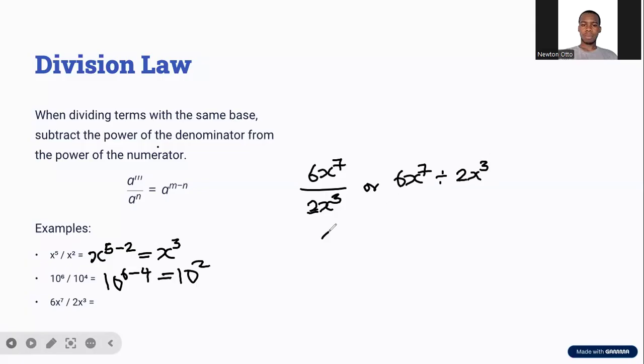It's actually the same thing. What you do, you say 6 over 2, x raised to power 7 minus 3. And 6 divided by 2 will give us what? 3x raised to power 7 minus 3. 6 divided by 2 is 3, x raised to power 7 minus 3.